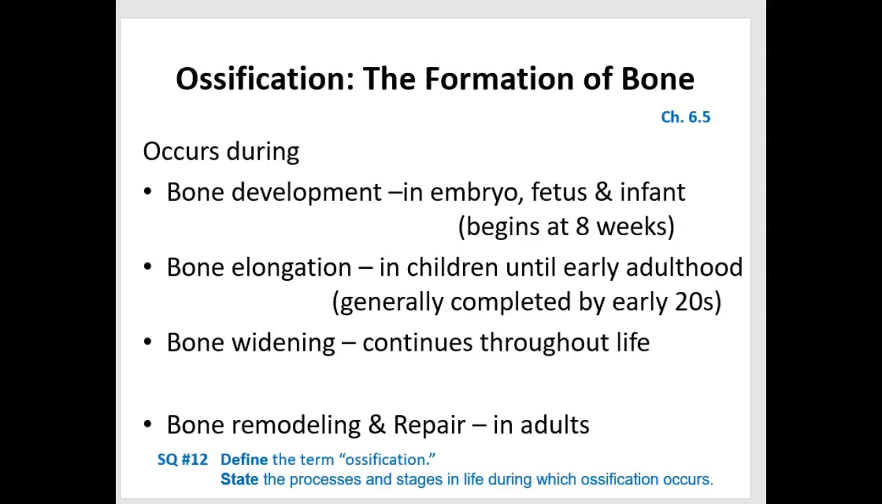But throughout life as an adult, post age 26 approximately, our bones can't elongate, but they can widen somewhat. And so this ability to widen our bones continues throughout life. And it's actually a part of a process that also occurs throughout life, and that is bone remodeling or repair. So this lecture is only going to deal with bone development, not elongation, widening, or remodeling.